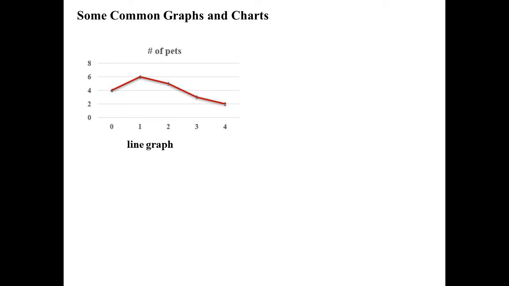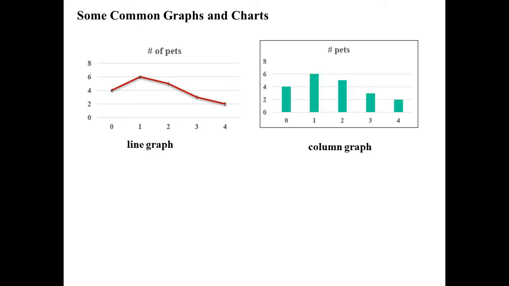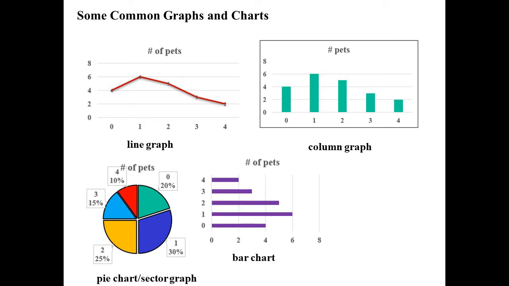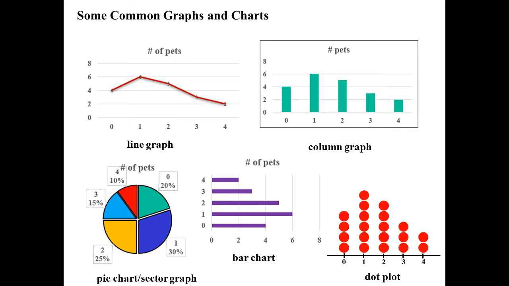Different graphs and charts we've seen over the years. Of course, line graphs, going back to our number of pets example, that will be it in a line graph. There is a column graph. A pie chart, also known as a sector graph. Bar chart, column graph on its side. Dot plot. They're all different ones that we've seen over the years.